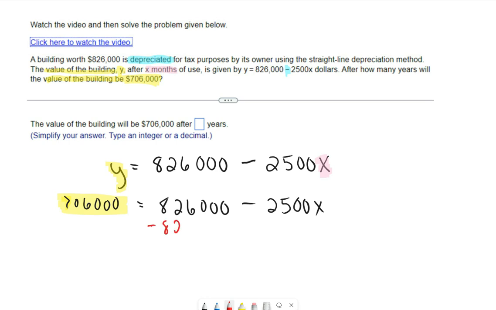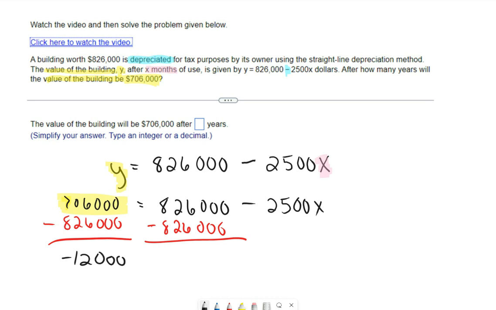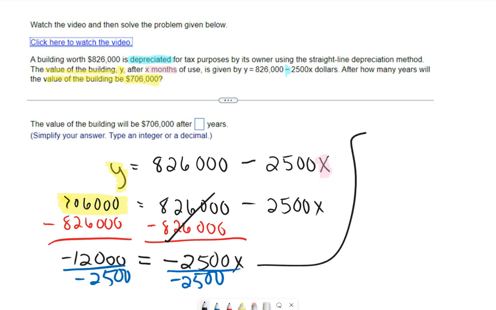Algebraically, I would subtract the $826,000 from both sides. That's going to give me a negative $12,000 on the left side of the equal sign, and then those cancel, but I'd still have the negative 2,500x on the right side. And then the last step would be to divide off that number there. And so what I'm going to end up with is 48 is equal to X.